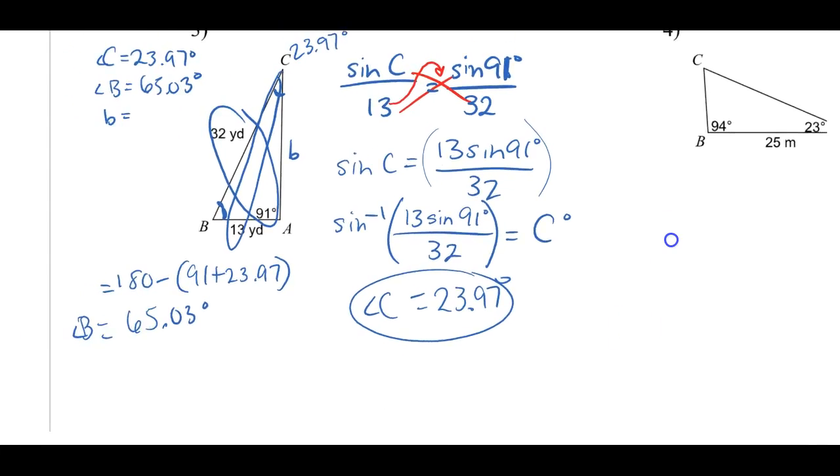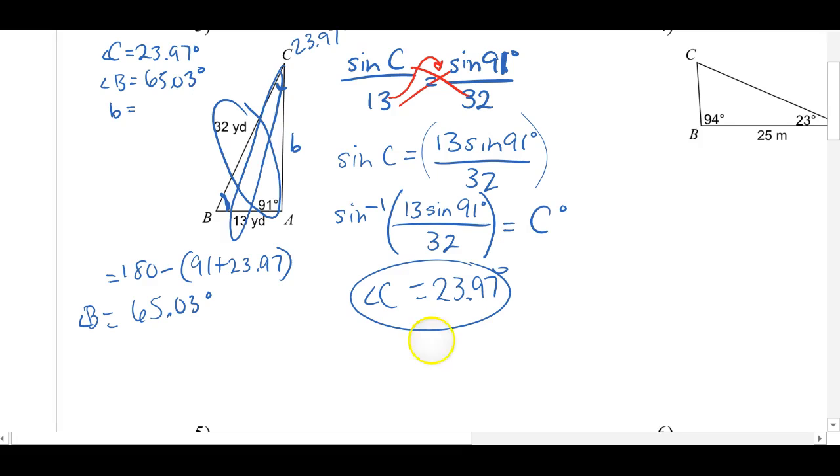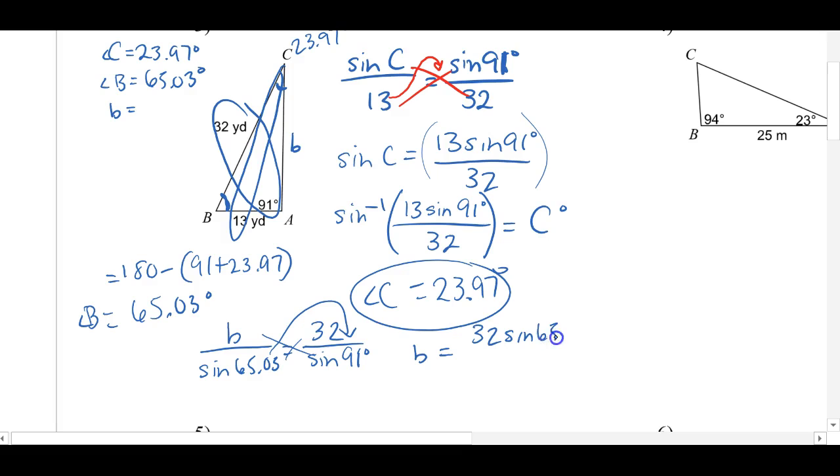Now we just need to find side B, and this is where we can just use, again, the law of sines. We're looking for side B, and the opposite angle is 65.03, so sine of 65.03. And we're going to use the pair of 32 over sine of 91. So we'll put sine of 91 there. Again, we cross multiply, so we move that sine of 65.03 to the right, and we get 32 times sine of 65.03 over sine of 91. That will tell us our last side.